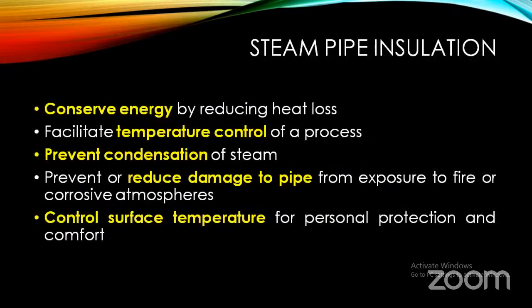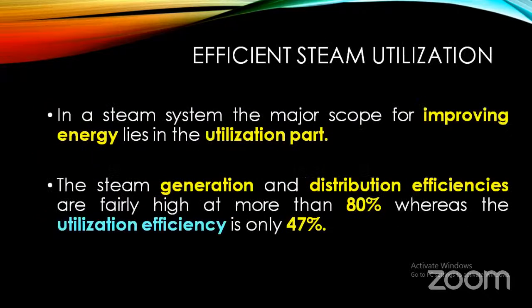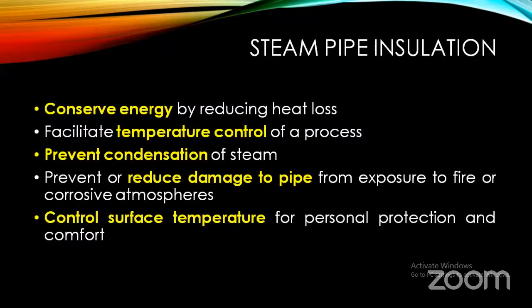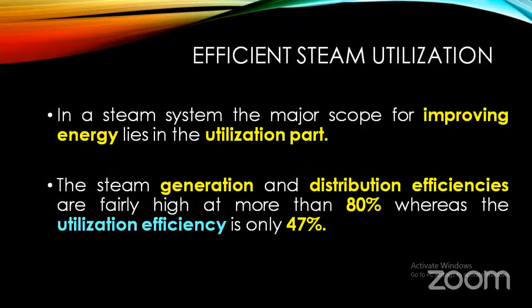So this is where we stopped in the earlier class. Now with this, we go into the efficient steam utilization. So the steam has been generated. What has been generated is distributed with the help of the steam distribution system. Now it has to be efficiently utilized. So that is the second part, after distribution. First one is the generation, other one is the distribution, then you have to utilize it.